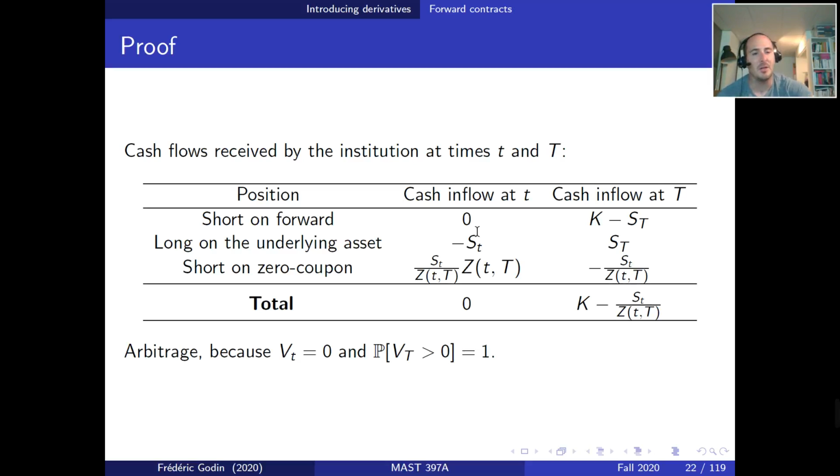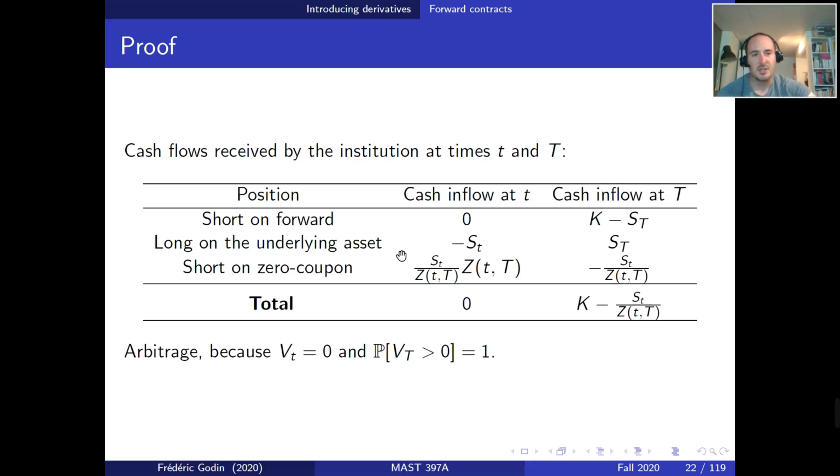And then at the maturity date, as we've seen in previous slides, the payoff of the forward contract is the strike price minus the value of the underlying asset at that date, because the short position gives the underlying asset and receives K dollars on that date.